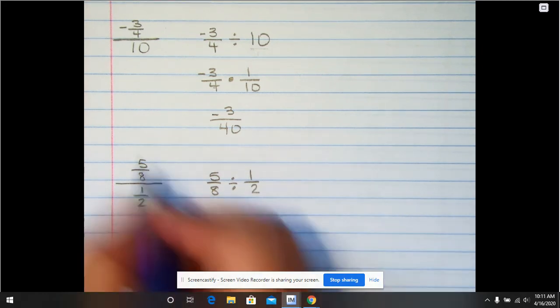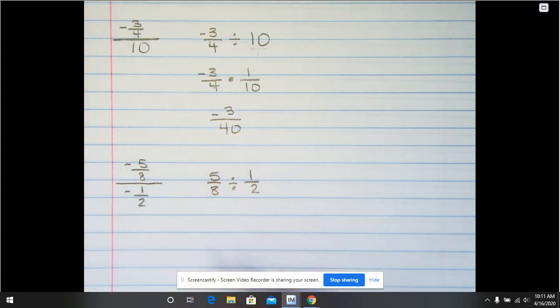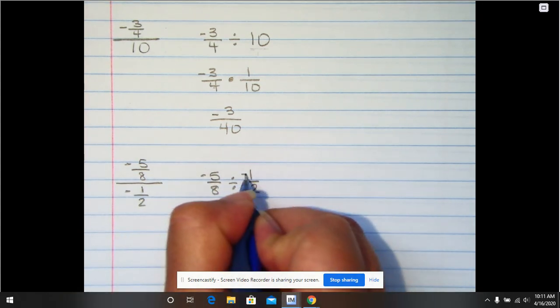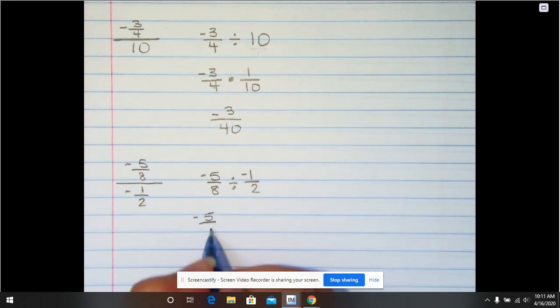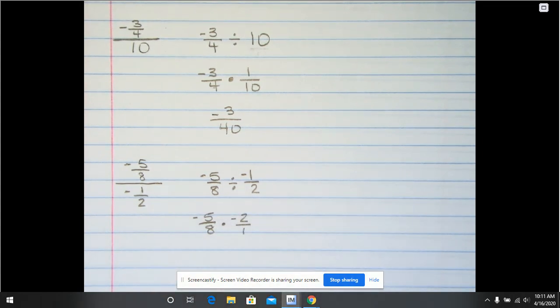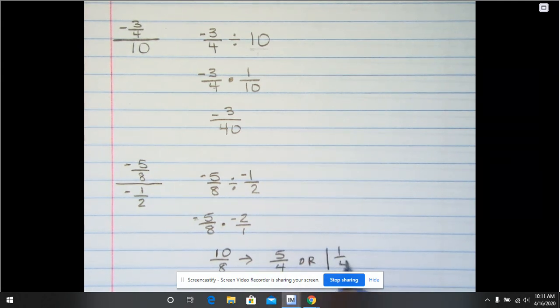Well, what if they were negative 5/8 and negative 1/2? Okay. We now have negative 5/8 times the reciprocal. And notice I usually just keep the sign with the numerator. A negative times a negative is a positive, so I have positive 10. 8 times 1 is 8. And then I simplify to 5/4 or 1 1/4.